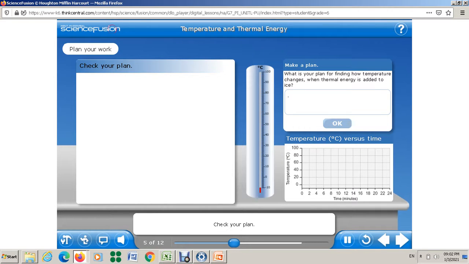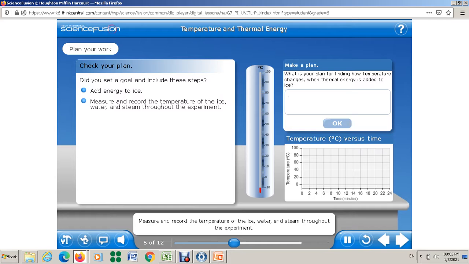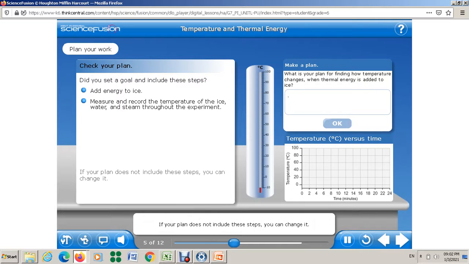Check your plan. Did you set a goal and include these steps? Add energy to ice. Measure and record the temperature of the ice, water, and steam throughout the experiment. If your plan does not include these steps, you can change it. Once you've finished, click Next to move on. Okay, no worries. Here I have to add energy for sure. I'm going to use the Bunsen burner as a source of energy, and I want to measure and record the temperature by using the thermometer for sure. Okay, let's continue.